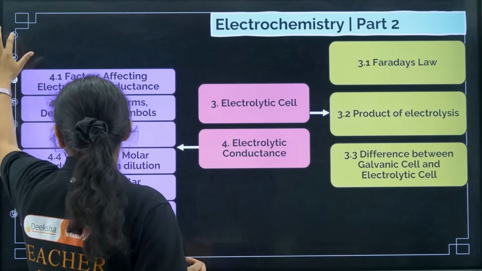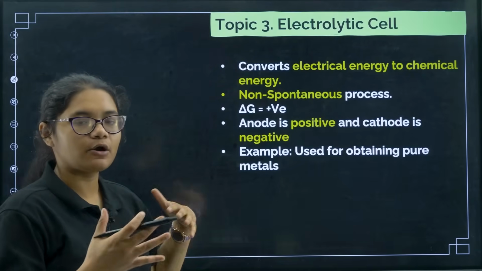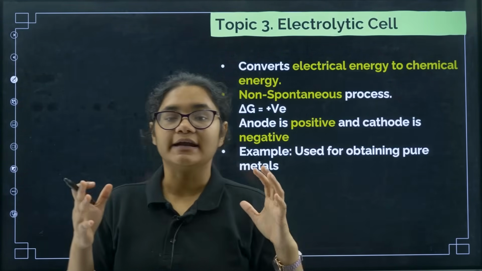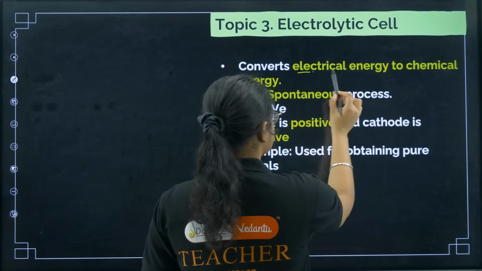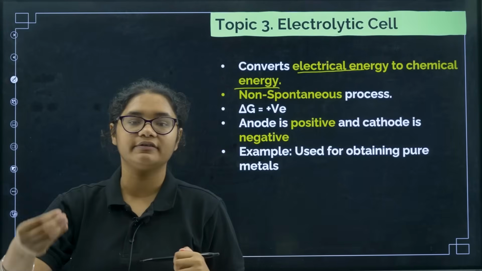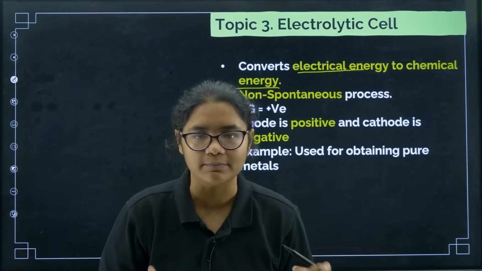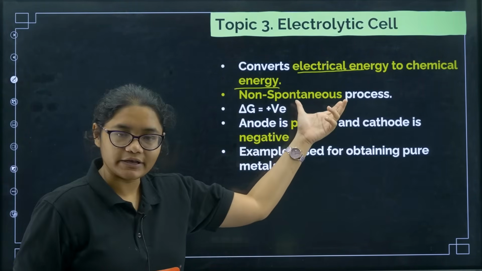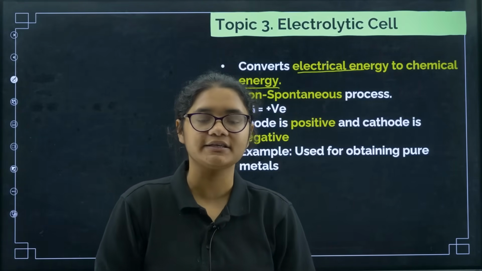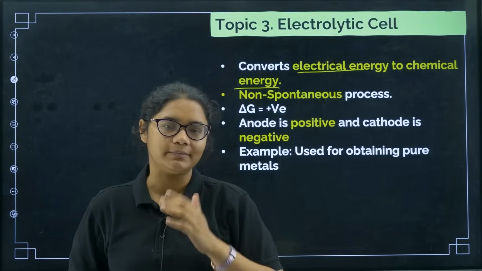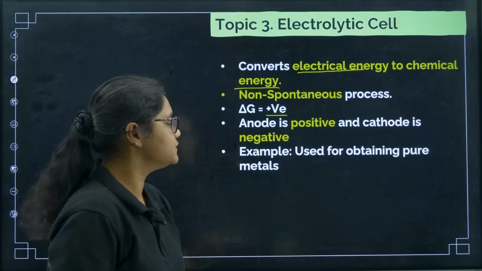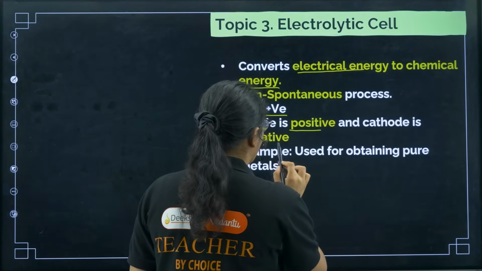Starting with the electrolytic cell, just like we have discussed the galvanic cell, what basically is an electrolytic cell? It is a cell where electrical energy is converted to chemical energy, meaning you provide some electricity, and due to this electricity a chemical reaction takes place. This is a non-spontaneous process, obviously, because we are providing the electrical energy because of which the chemical reaction is taking place. If non-spontaneous, delta G has to be positive, and in this case the anode is positive and the cathode is negative.